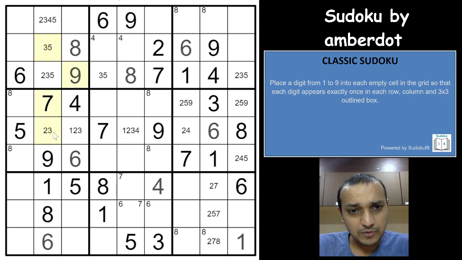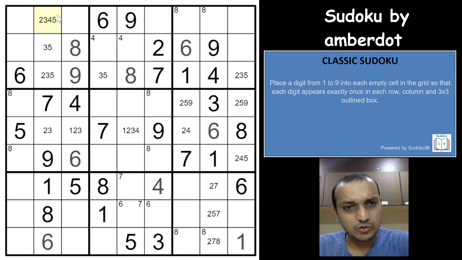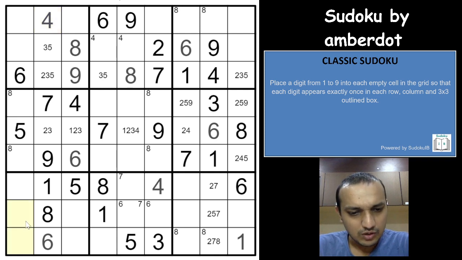That gives you a triplet of 2, 3 and 5. So this cell would have to be a 4. Wow. So this is taking us somewhere now. These two cells need to be 4 now.